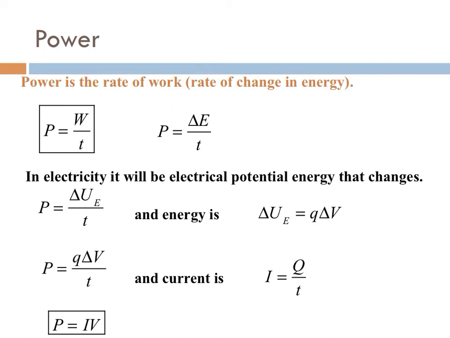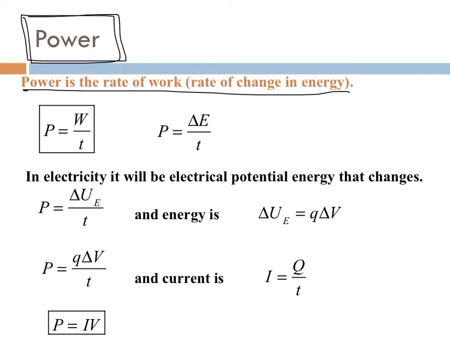Again, one of the very important concepts in this unit is also power. Power is the rate at which work is done. This is something that we saw in mechanics. Another way to say that is rate of change in energy. So we saw this equation before. Power is equal to work over time. Power, which is in units of watts, is equal to work, which is in units of joules, over time, which is in units of seconds. So again, a watt is a joule per second.